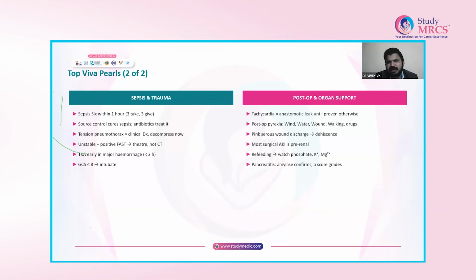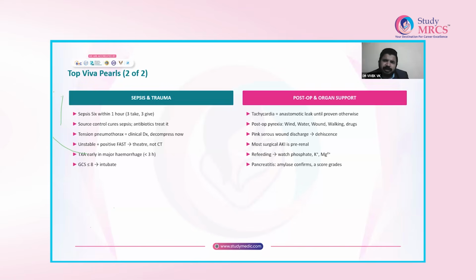Tension pneumothorax is a clinical diagnosis. You have to decompress immediately. For an unstable patient with positive FAST, go to theatre, and you can give tranexamic acid within 3 hours. Any trauma patient with GCS less than or equal to 8, you have to intubate. Tachycardia in a post-operative patient, you always suspect anastomotic leak. For post-operative pyrexia, think of different possibilities according to the day on which the patient developed fever. Pink serous wound discharge could be an indicator of wound dehiscence.